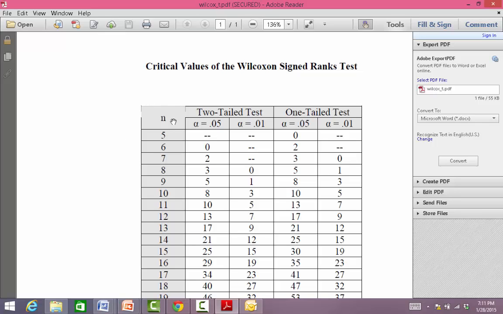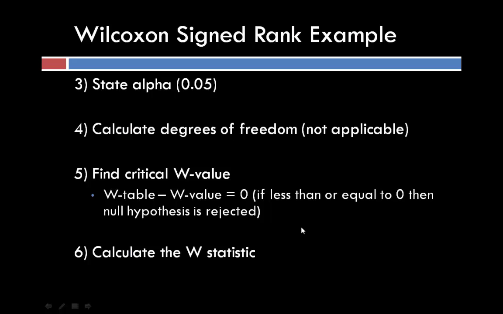So our n ends up actually being 6, and I'll review this in a second when we go back to the example. We're going to be using an alpha of 0.05. And so our W value will end up being 0. Okay, so we saw from our W table that our W value is equal to 0.